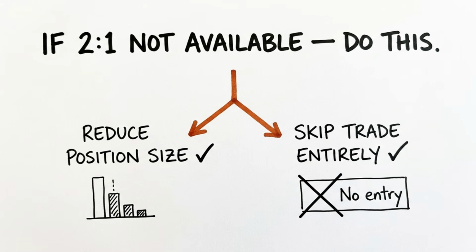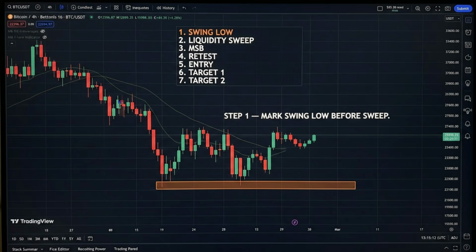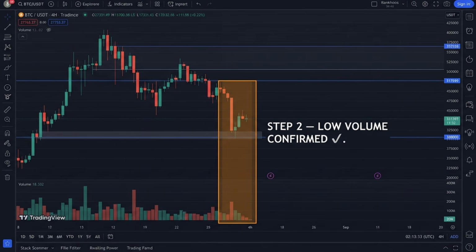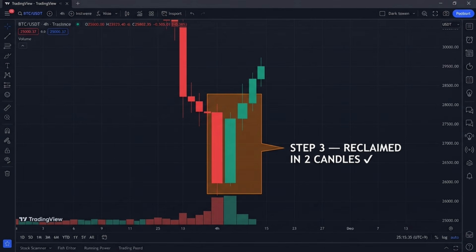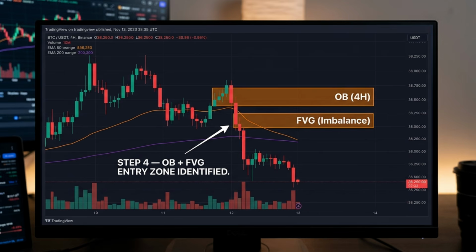Putting it all together, the complete 7-step sequence. Step 1. Mark the swing low before the sweep happens. Step 2. Confirm the sweep on low volume. Step 3. Watch for the reclaim within 1 to 3 candles. Step 4. Identify the order block and fair value gap as your entry zone.